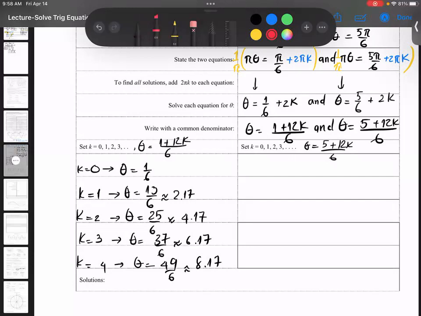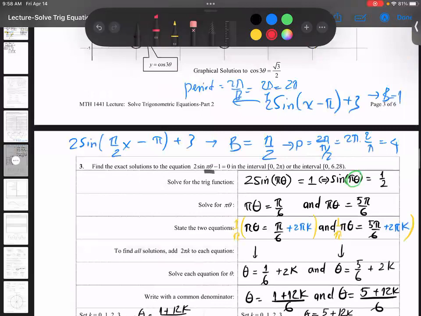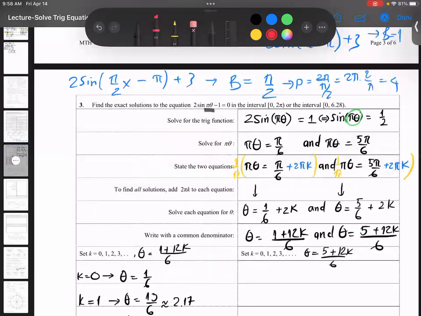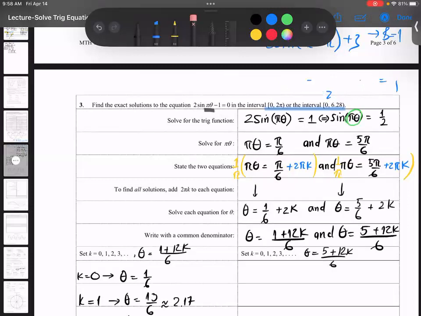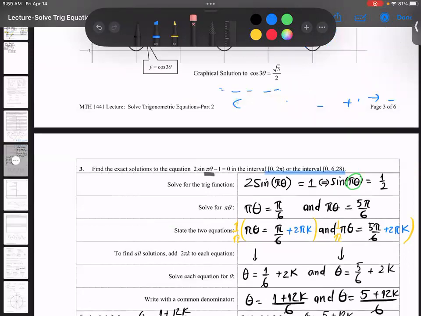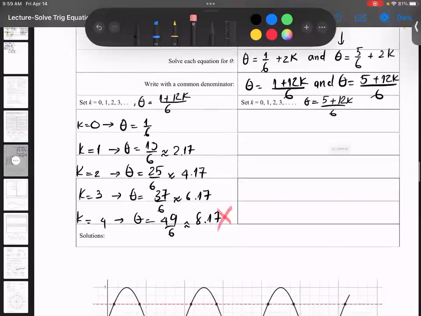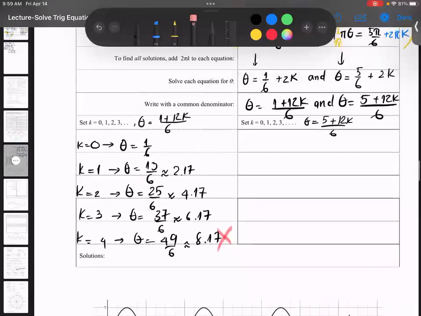You can't take the last one. Why? Because what? Yeah, because you want from 0 to 2 pi only, right? Remember, right here, 0 to 2 pi, the same thing, from 0 to 6.28. Over that, you're done, right? You stop. So the solution is the first four, from 0 to 3.